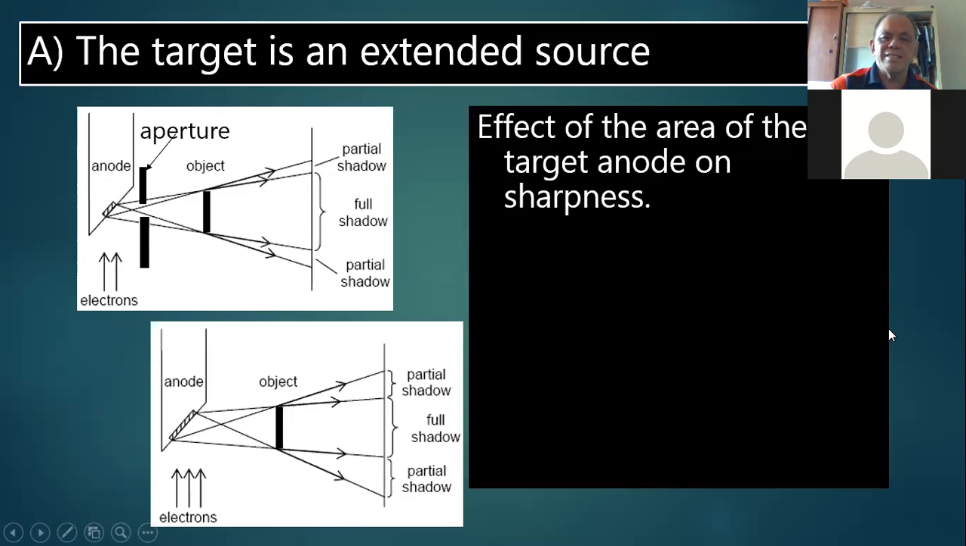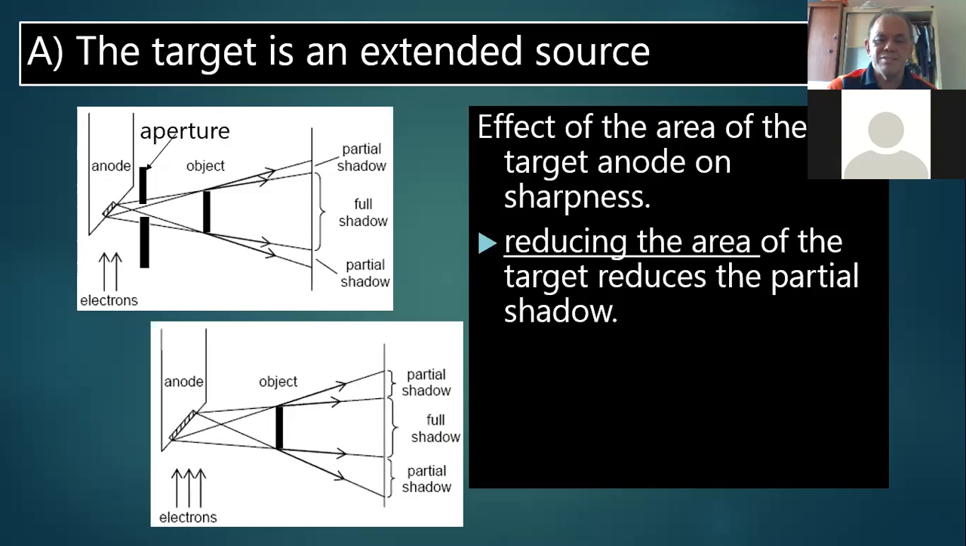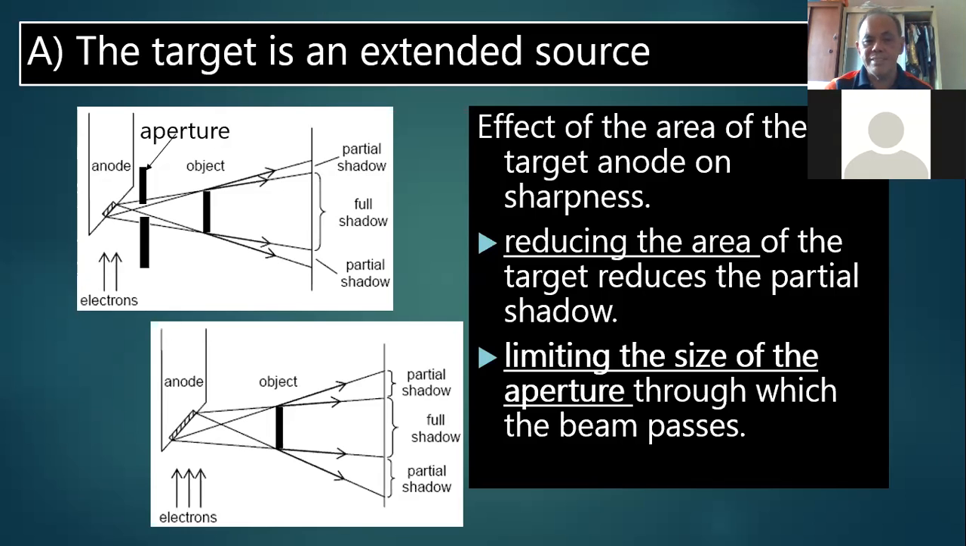Effect of the area of target. Right? So the target size affects the sharpness. Using the area of target reduces the partial shadow, limiting the size of the aperture. Right? This one, that's the aperture, the hole that the X-ray passes through.